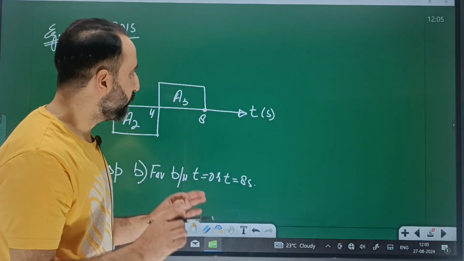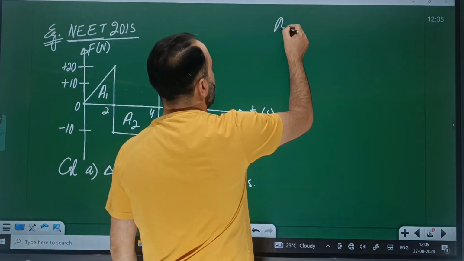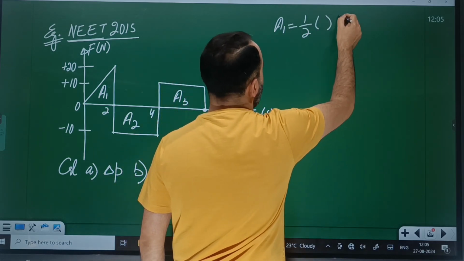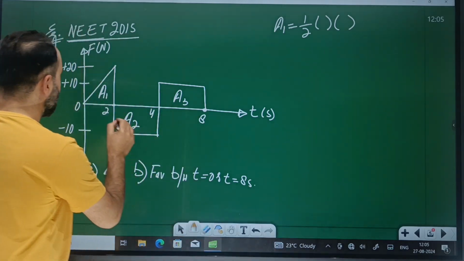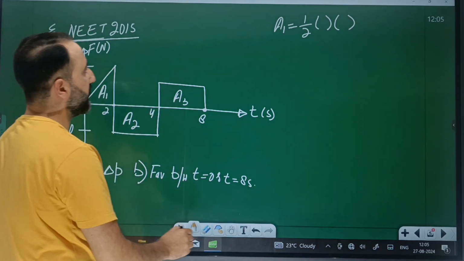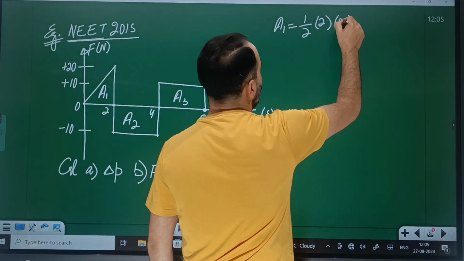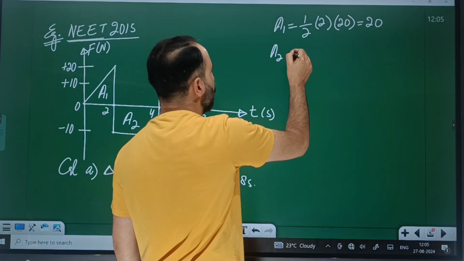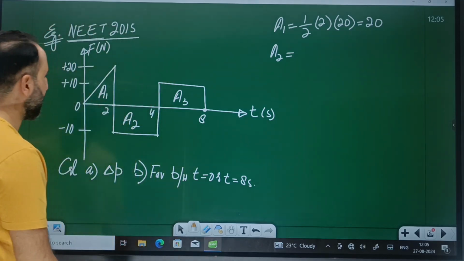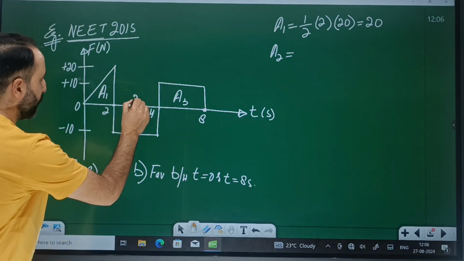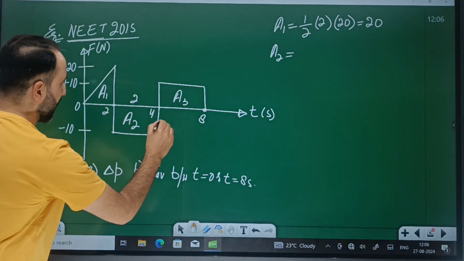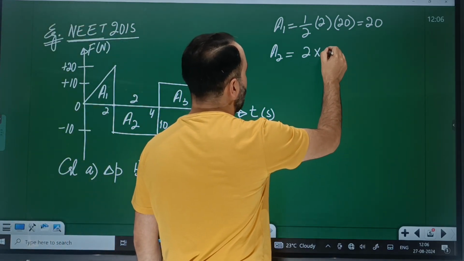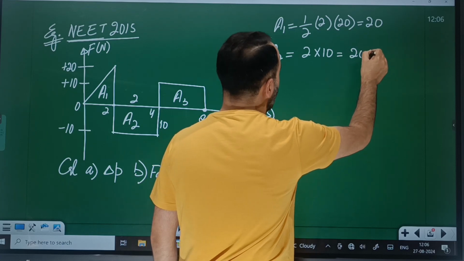Okay beta? So one by one I am going to calculate A1. So what's that? 1 by 2 base into height. In this triangle, what's the value of the base? That is 2. What's the height? 20. So 2 multiplied by 20, 2 and 2 will cancel, so it comes out to be 20. Let me calculate the value of A2. It's a rectangular area. From here to here, this is equal to 2, 4 minus 2. This is equal to 10. So 2 into 10 is equal to what, beta? That's equal to 20. 2 into 10, length into breadth, which is equal to 20.